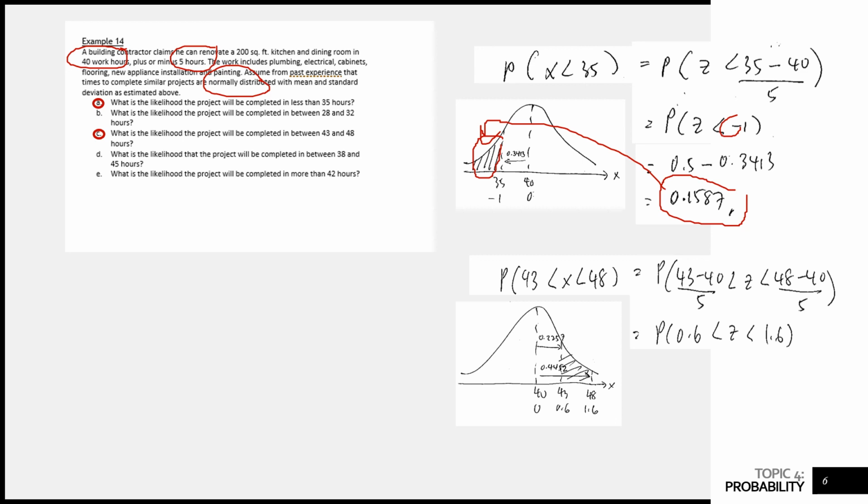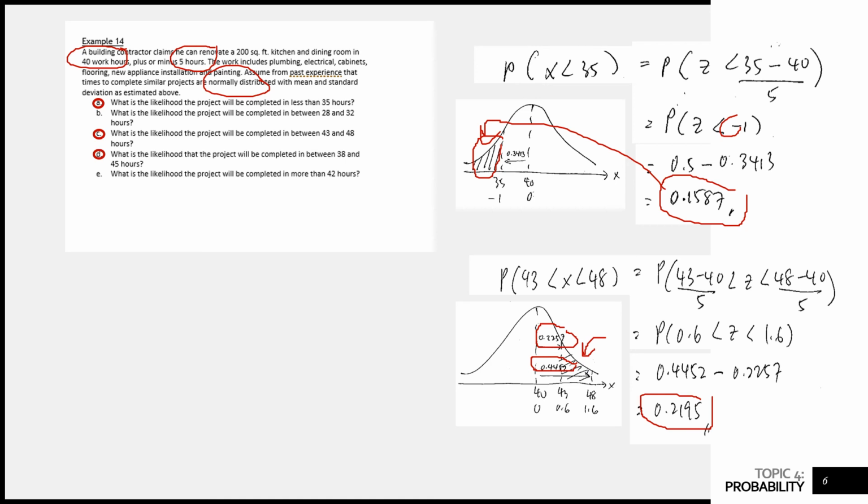Okay, so find the probability for 0.6. The probability for 0.6 is 0.2257 here. The probability for 1.6 is 0.4452. So how to get the striped area? You just deduct the smaller probability from the bigger probability. So you get the answer. The striped area is 0.2195.